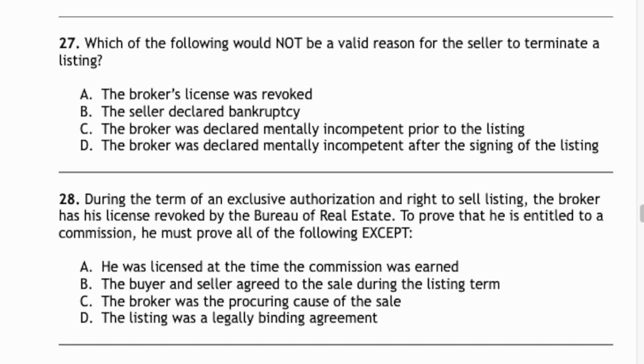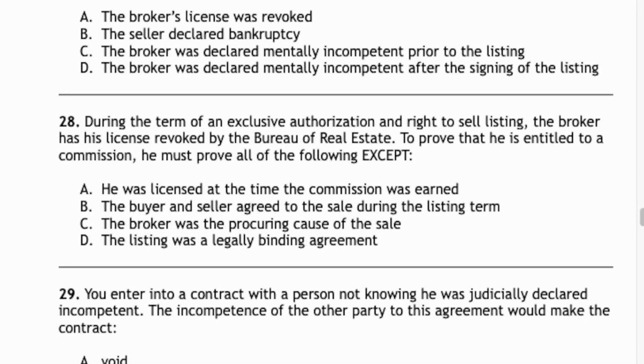Number 28. During the term of an exclusive authorization and right to sell listing, the broker has his license revoked by the Bureau of Real Estate. To prove that he is entitled to commission, he must prove all of the following except A, he was licensed at the time the commission was earned. B, the buyer and seller agreed to the sale during the listing term. C, the broker was the procuring cause of the sale. Or D, the listing was a legally binding agreement.